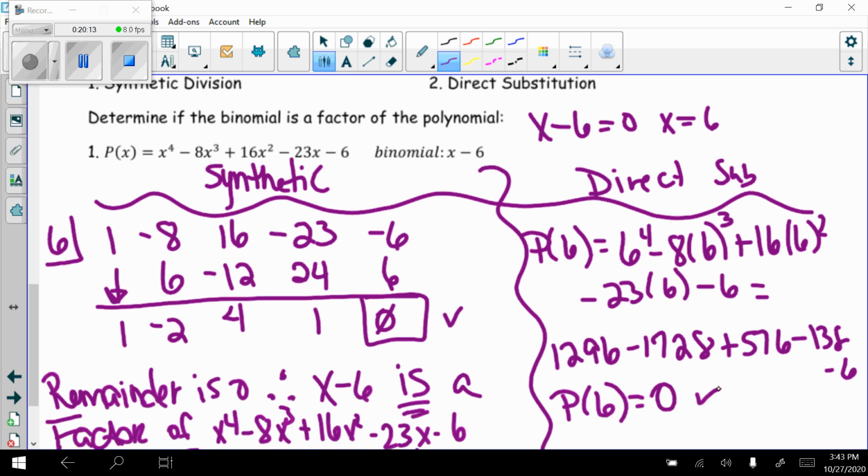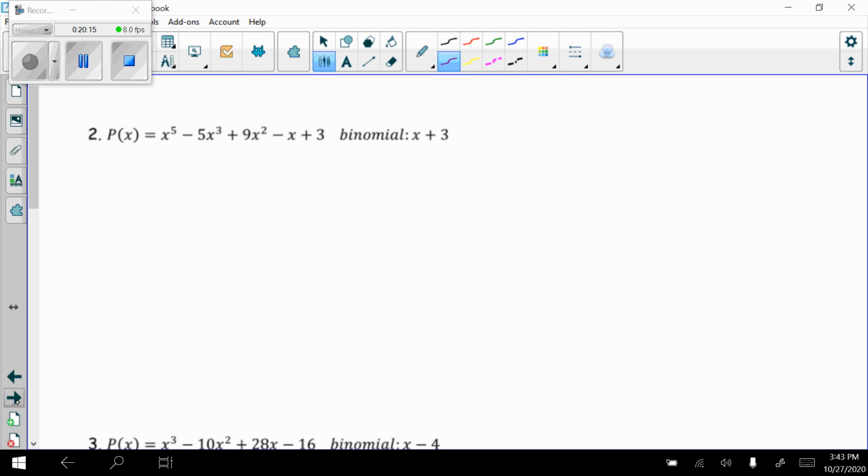All right, next page, our last page of notes. Again, we're doing the exact same thing. We're going to determine if the binomial they give to us is a factor of the polynomial. We no longer have to do two different ways. We're going to pick a way that we prefer and do it that way. I prefer synthetic division, so I will do these by synthetic division, but you are more than welcome to do them by direct substitution if that is what you prefer, okay? But I'm going to do the factor theorem because I think it's quicker.